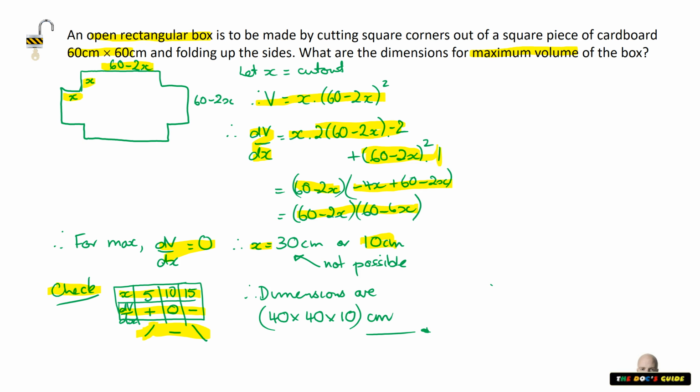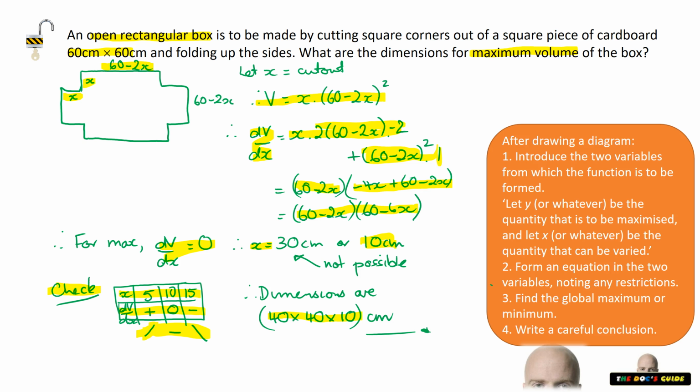So then go back, read the question. It said what's the maximum volume of the box, not just what is the value for x. So the dimensions to give us maximum volume are 40 by 40 by 10. So that was the process. We've mentioned it before. Be a stickler for going through in a logical way for these questions, and they won't be so bad.